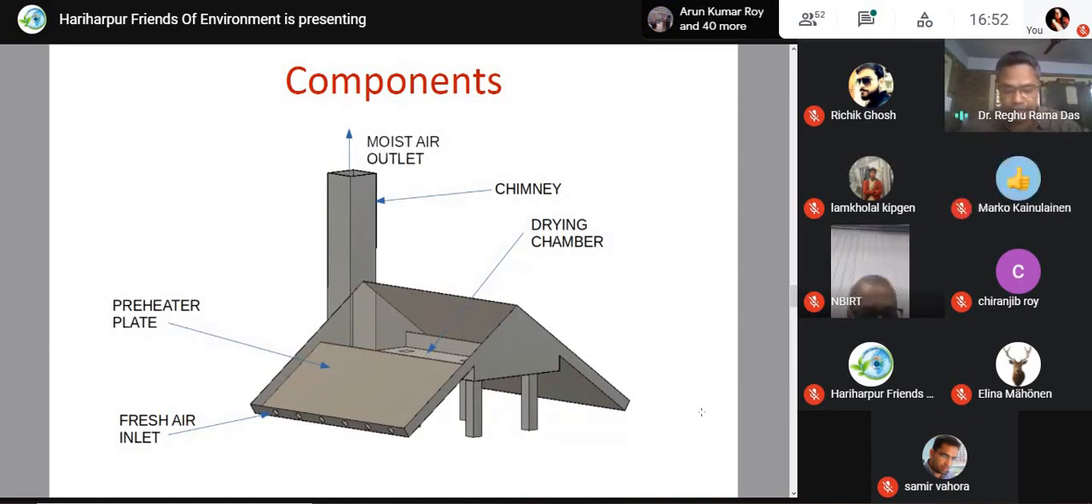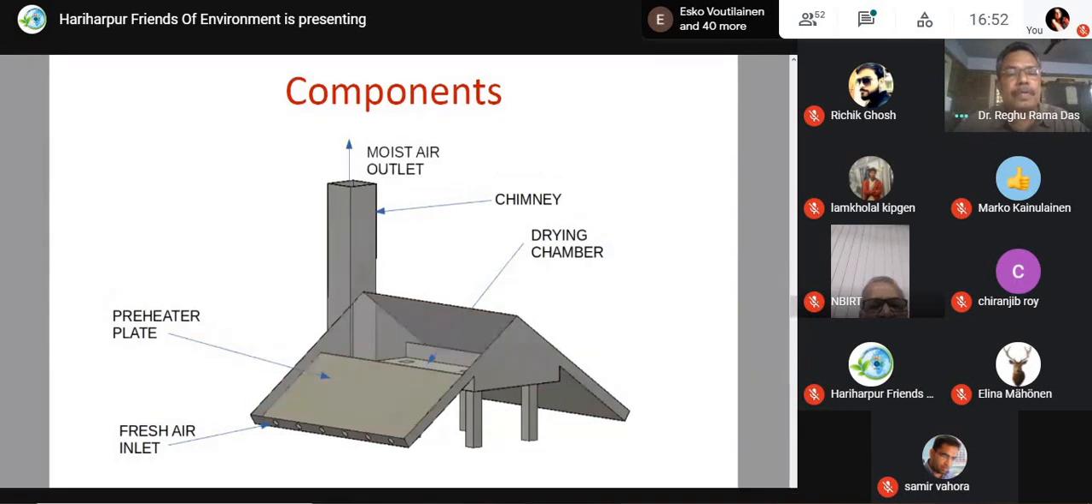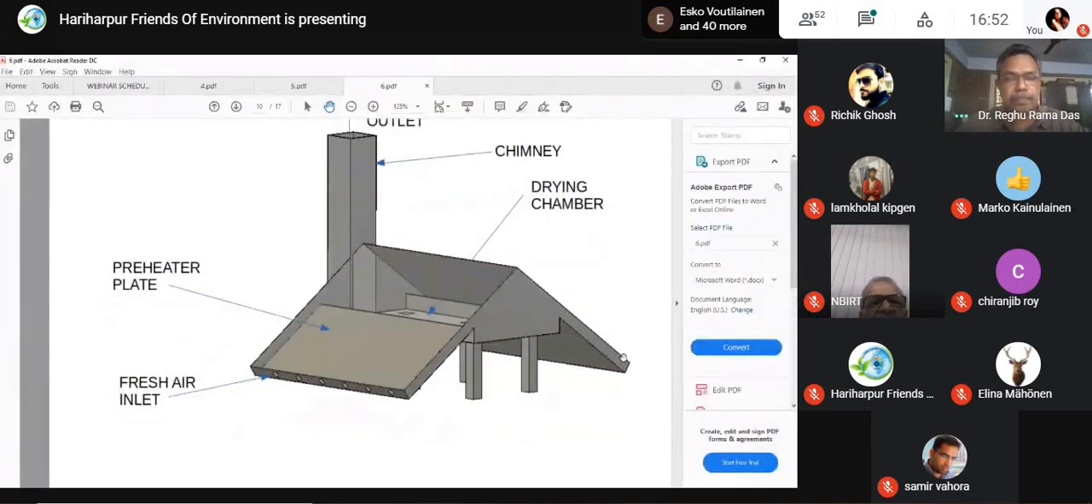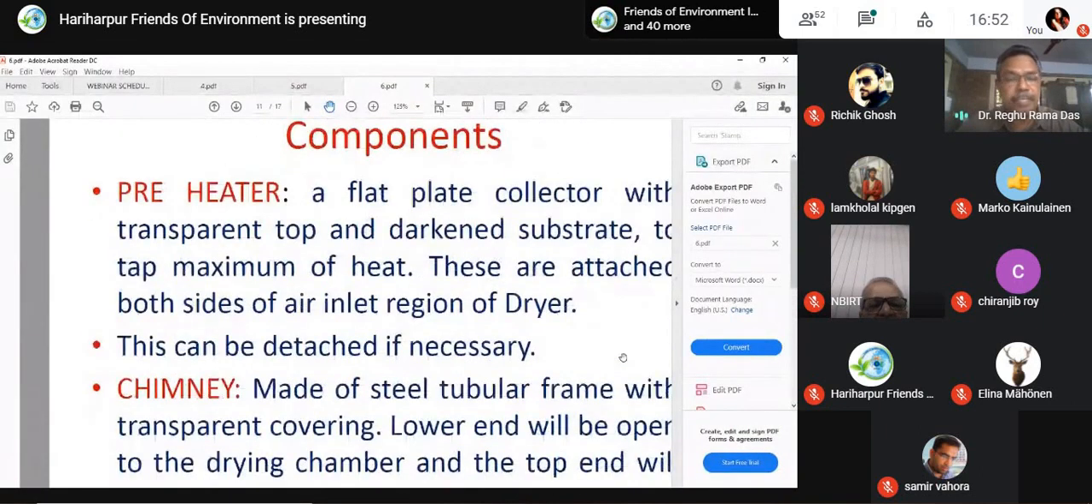Then the hot air rises and escapes through the chimney, while the cool air at ambient temperature enters through the lower inlet into the preheater. Therefore, airflow is maintained. The chimney increases the amount of airflow. Next slide, please. So I will explain now about the different components.